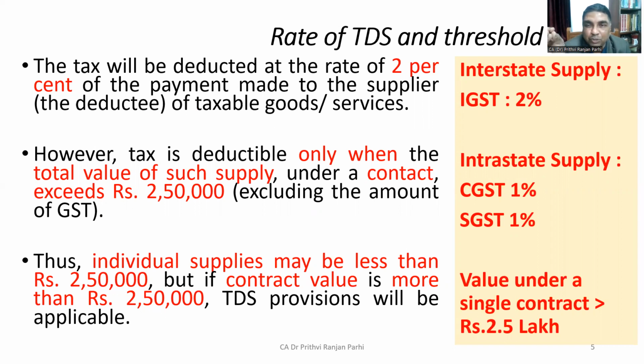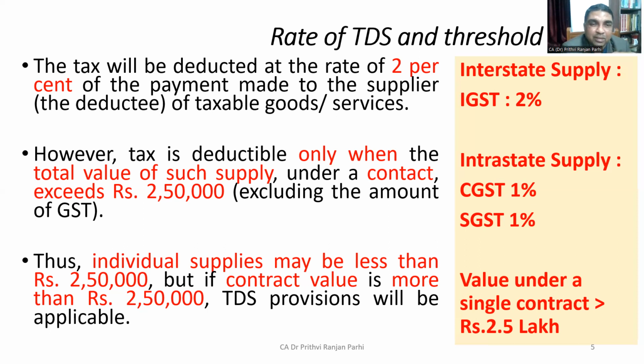2% means 2% IGST. IGST is applicable in case the supply is an interstate supply. So in case of interstate supply, the IGST rate is 2%. If it is an intrastate supply, then instead of IGST, as many of you must be aware, CGST will be levied as well as SGST will be levied, both 1%. That means CGST 1%, SGST 1%, both taken together 2%. Right? So intrastate supply, CGST 1%, SGST 1%. Interstate supply, IGST 2%. This is the rate of TDS.